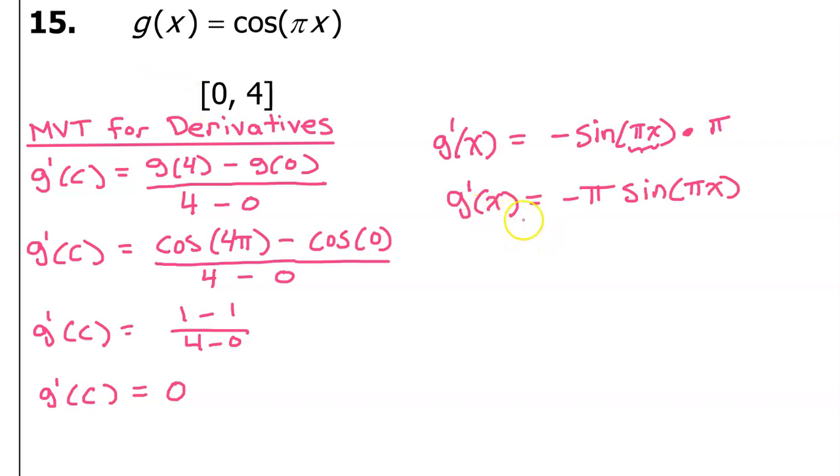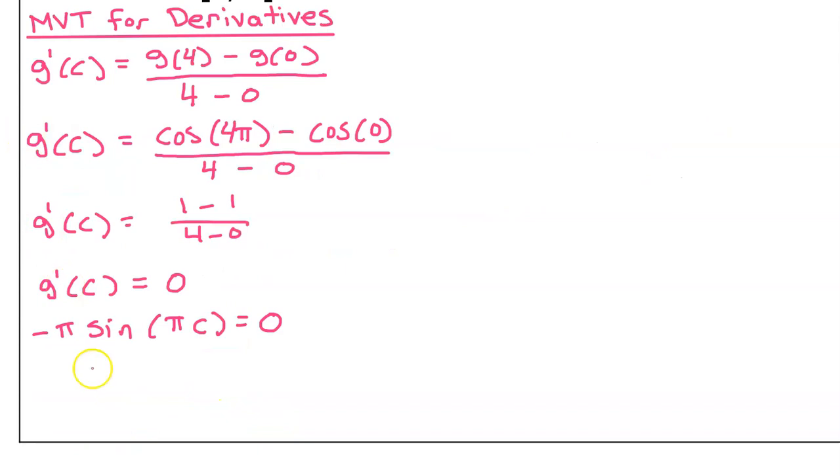In other words, g prime of x is equal to negative pi times sine of pi x. In that case, g prime at c will be negative pi times the sine of pi c, and that is equal to 0. Now we just need to solve this equation for c. Let's start by dividing both sides of the equation by negative pi. So that will leave us with sine of pi c is equal to 0.